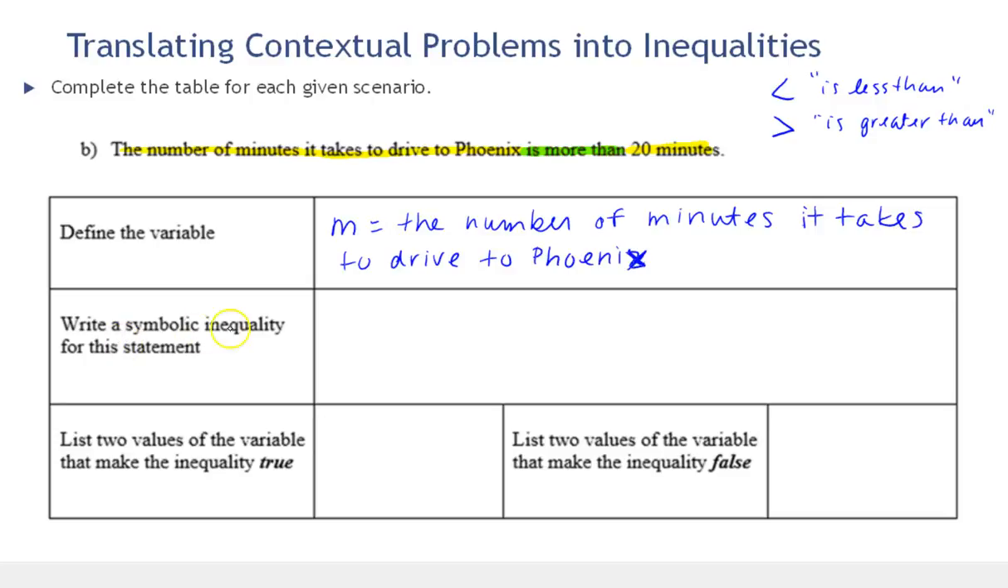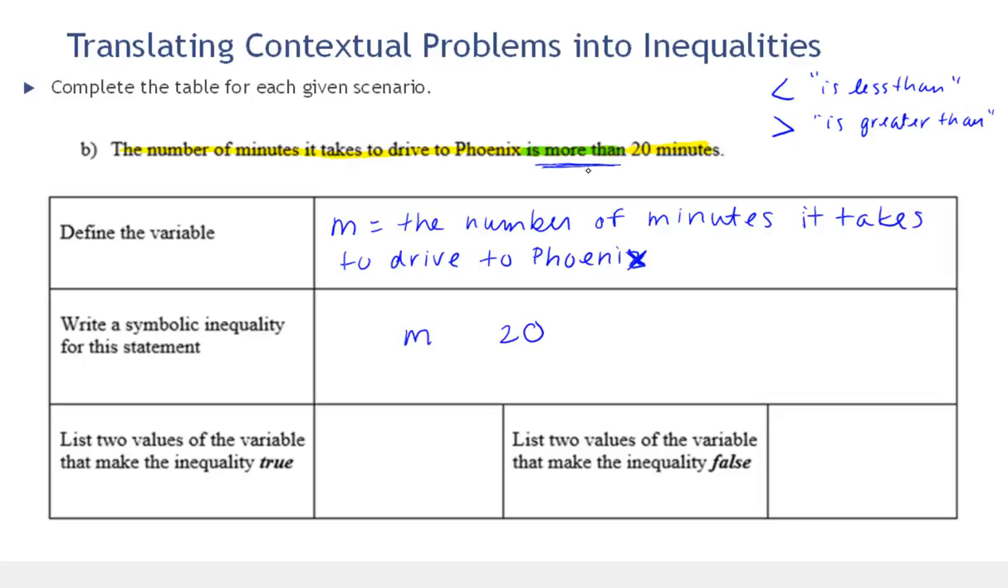Now we want to write a symbolic inequality for this statement. So let's look at our connective. We're relating the number of minutes, M, and here's our boundary value, 20. There's some sort of relationship between M and 20, some sort of connective. Here we have "is more than." That doesn't directly say "is less than" or "is greater than," but let's think about what "is more than" means. Let's go back to how much money you make.